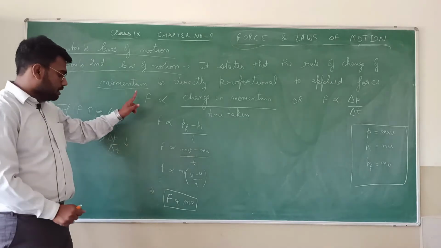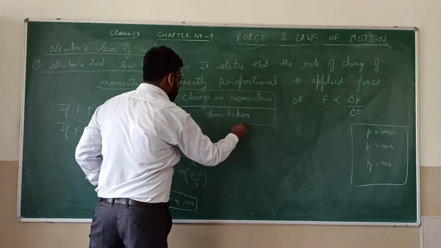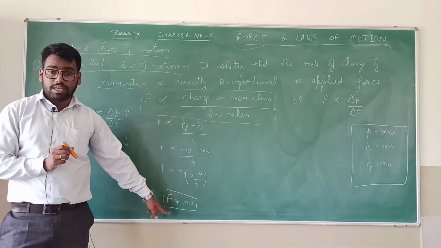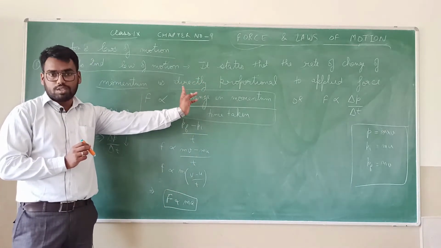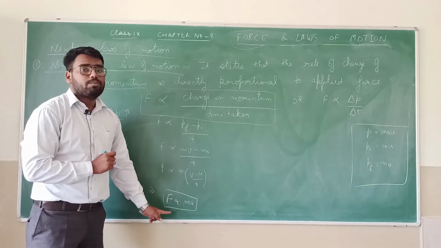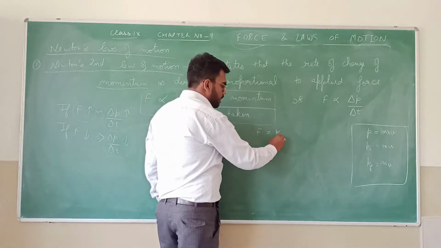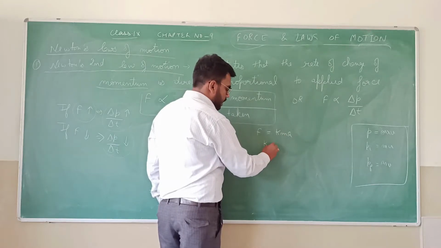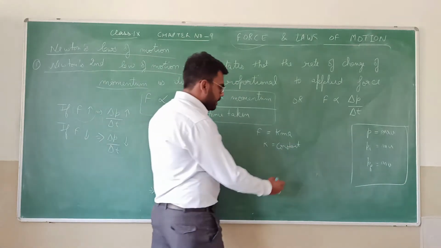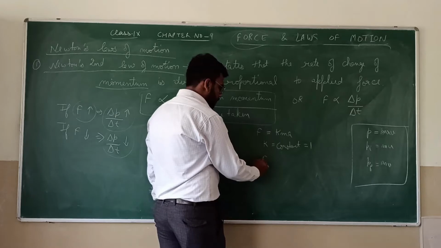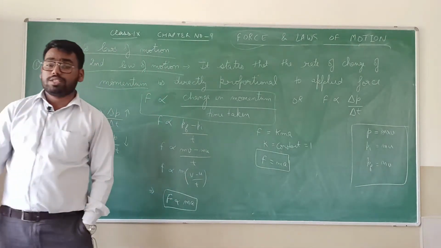Do not confuse these two. This relation, force proportional to change in momentum by time, is the second law of motion. This formula is the result we conclude from the second law; it is not the second law itself. Now when we remove the sign of proportionality, we get a constant: F equals kma, where k is a constant. When we perform various experiments, we find the value of k is 1. So that's why we have the formula F equals ma. This is Newton's second law.